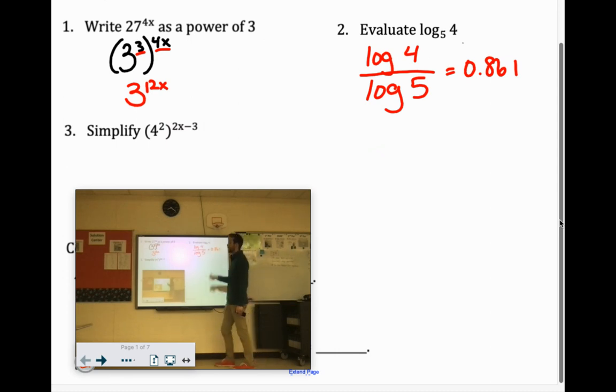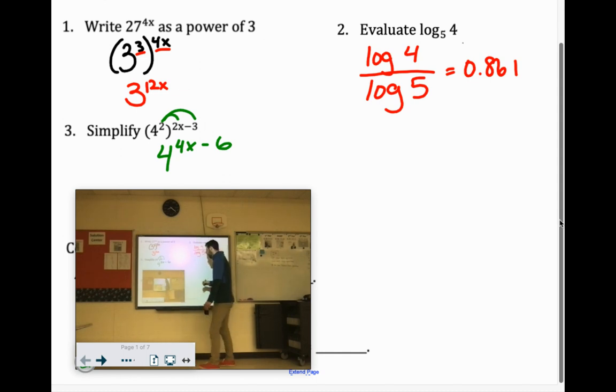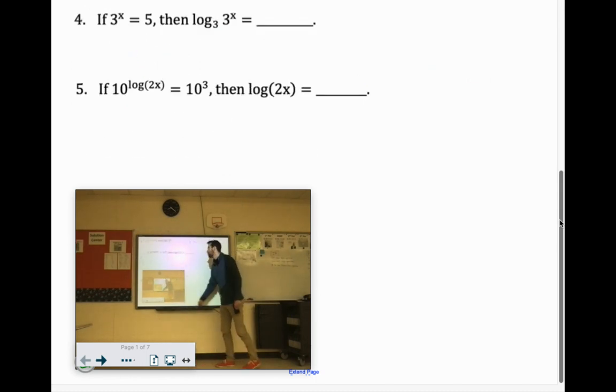Simplify 4 squared to the 2x minus 3. Okay, so they probably want us to multiply the exponents here. So 2 times 2x would be 4x. 2 times negative 3 would be negative 6. Great. Okay. What else we got? That wasn't even that bad.